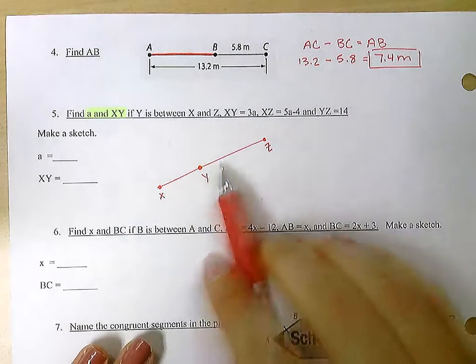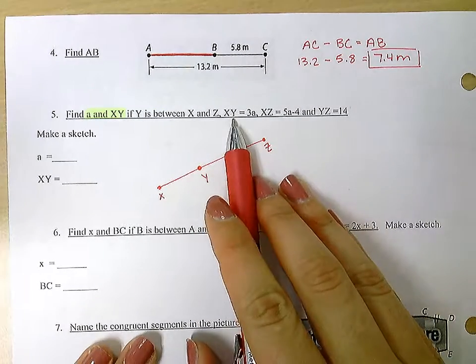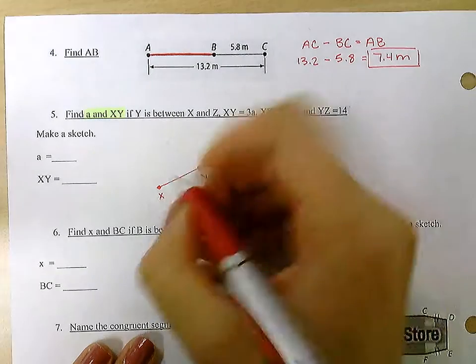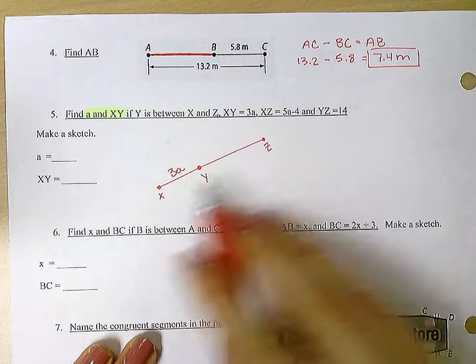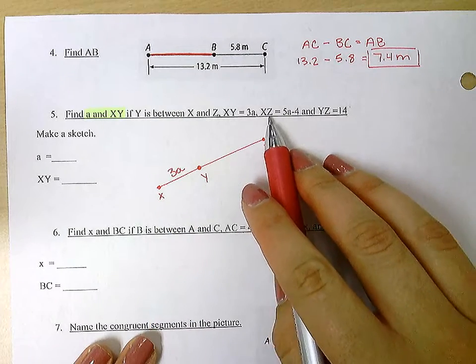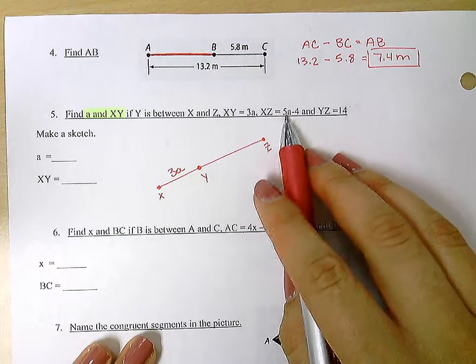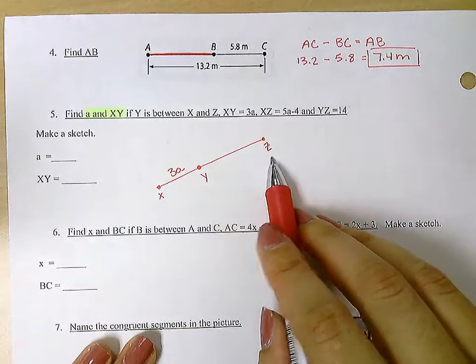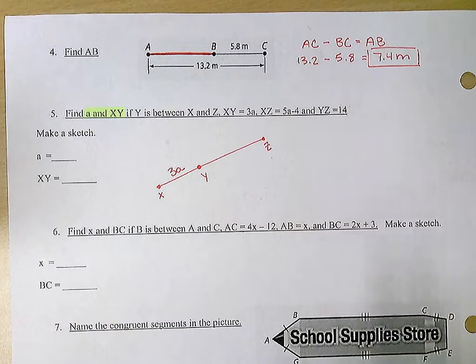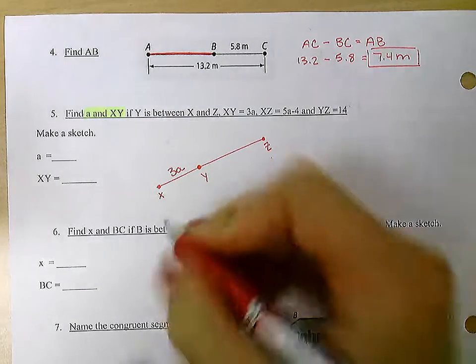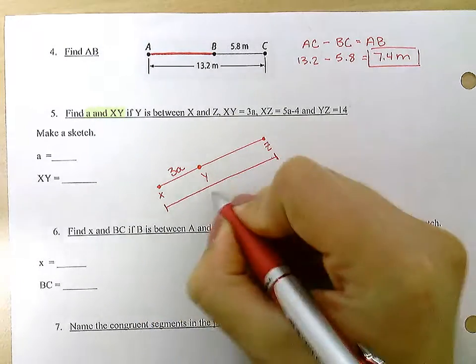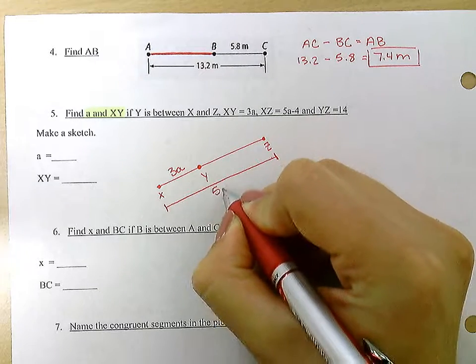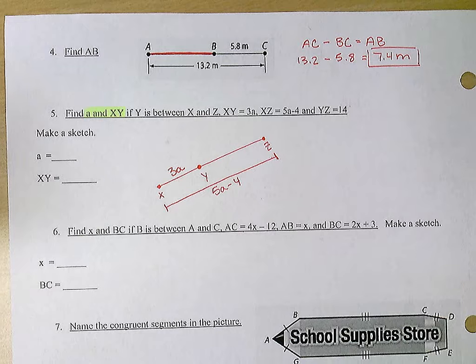From here, I can label each of my segments. So I'm given XY is 3A, so I'll label XY as 3A. I'm also given XZ is 5A minus 4. Now that's the entire segment, so however you need to write it to see that it's the entire segment is fine. I usually draw in a second segment below it to label that is 5A minus 4. So I know the entire segment there is 5A minus 4.